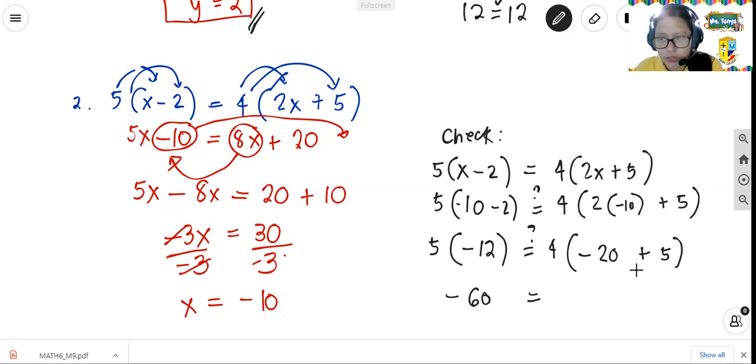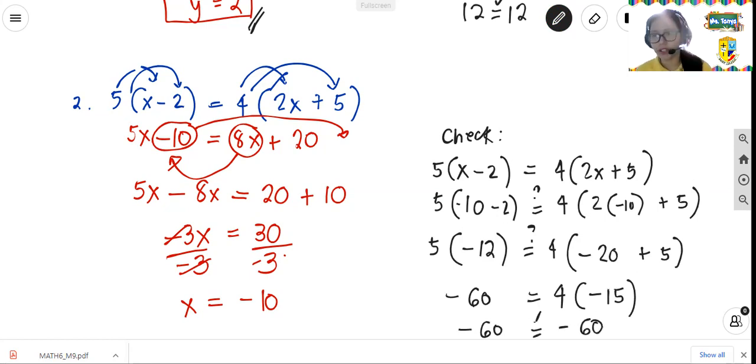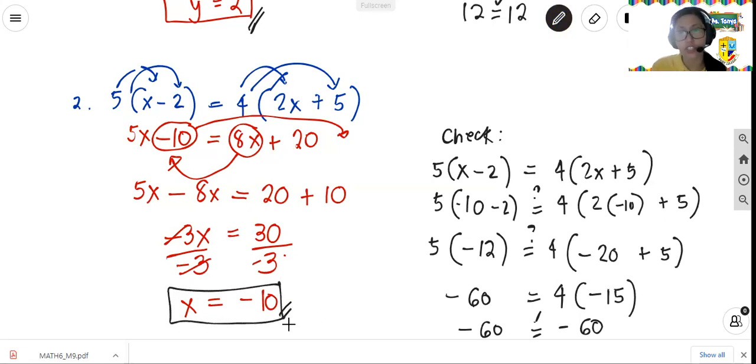Negative 20 plus 15 gives you negative 15. Wow, yes, negative 60 is indeed equal to negative 60 by the reflexive property. Yes, our answer is correct. Or actually, our answer is a true solution, because there are some solutions that are not true. But in this case, because it makes both sides of the equation equal, it's a true solution.